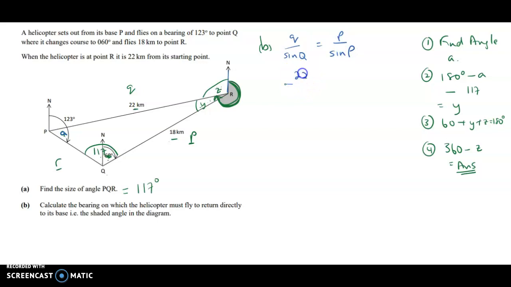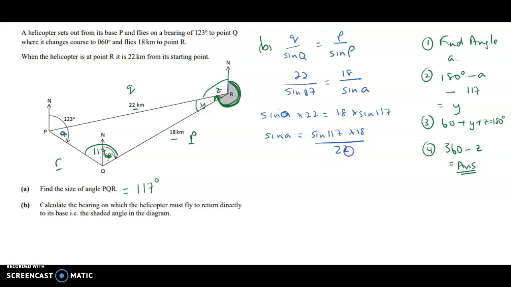So this works out to be 22 over sine of 117 is equal to 18 over sine of, I'll call it small a, right? So flipping this over, we'll get sine A by 22 is 18 by sine of 117. So sine of A turns out to be sine 117 times 18 over 22. And then A turns out to be sine inverse of all of this. So A, everybody, works out to be around 47 degrees. So that is this angle here, 47 degrees.